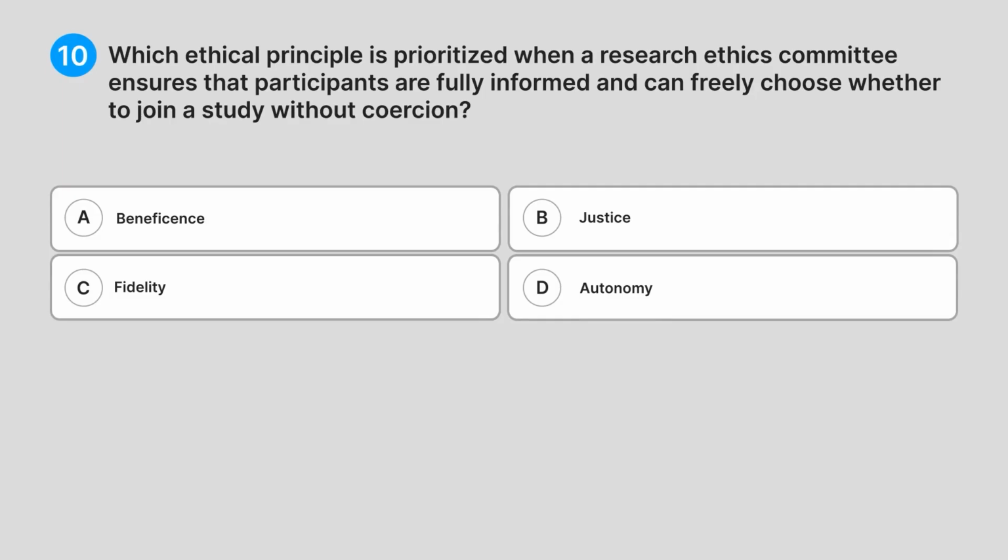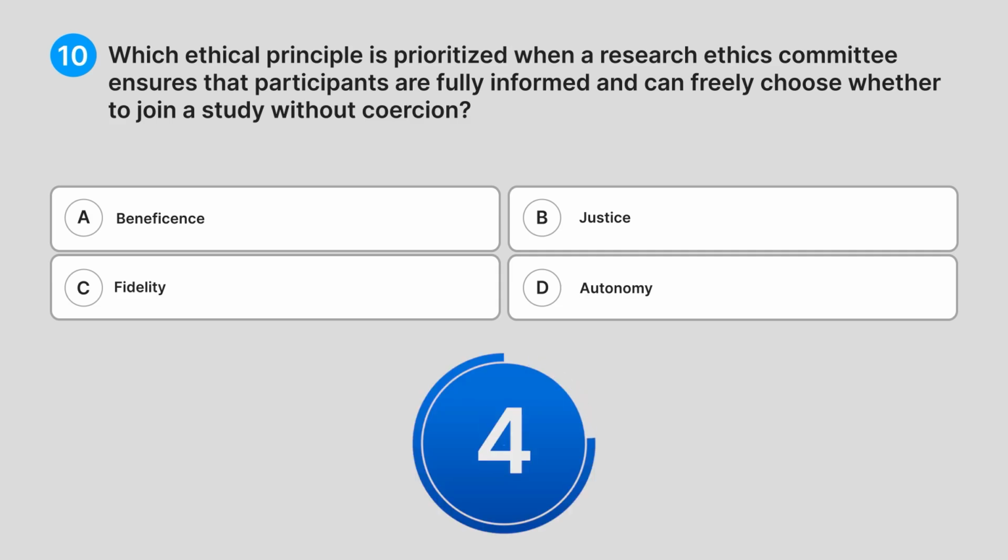10. Which ethical principle is prioritized when a research ethics committee ensures that participants are fully informed and can freely choose whether to join a study without coercion? A. Beneficence. B. Justice. C. Fidelity. D. Autonomy. Do you know the answer?